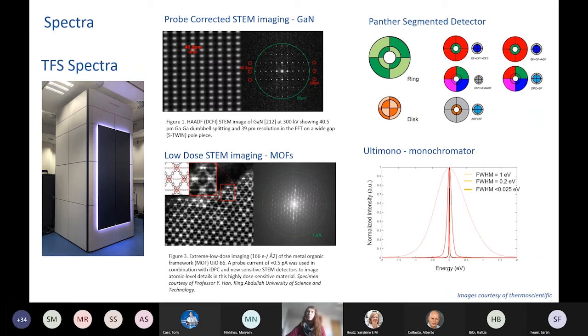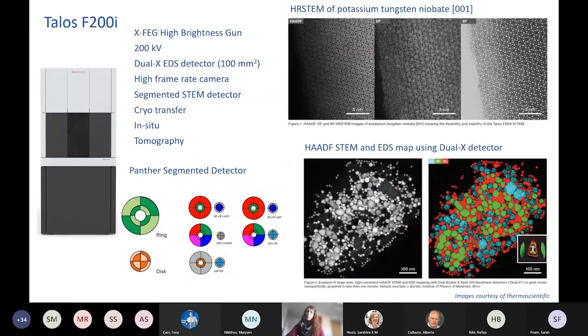And alongside that, we'll also have a Talos microscope, so a lower end TEM for looking at the samples in advance of putting them into the microscope, but also to be doing a lot of in situ work with this instrument, as well as in our higher end TEM.